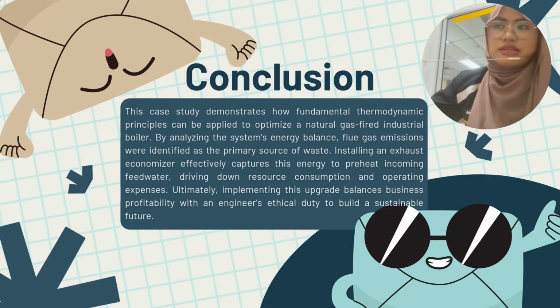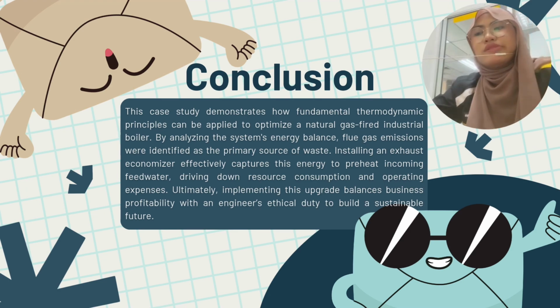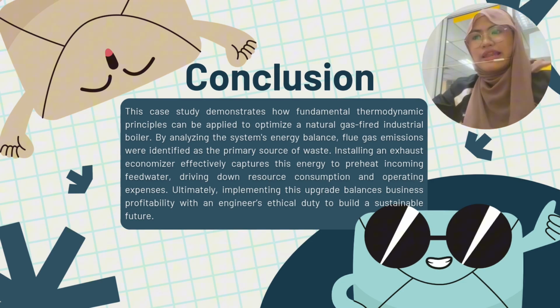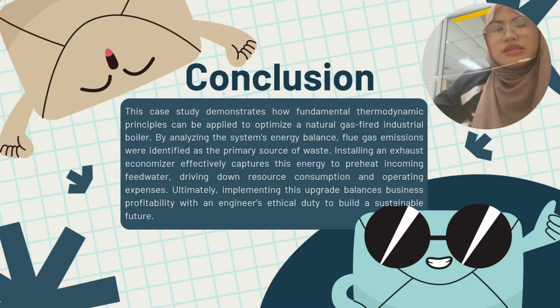In conclusion, this case study demonstrates how fundamental thermodynamic principles can be applied to optimize a natural gas-fired industrial boiler. By analyzing the system energy balance, flue gas emissions were identified as the primary source of waste. Installing an exhaust economizer effectively captured this energy to preheat incoming feed water, driving down resource consumption and operating expense. Ultimately, implementing this upgrade balanced business profitability with an engineer's ethical duty to build a sustainable future.